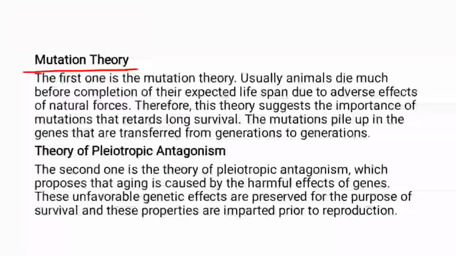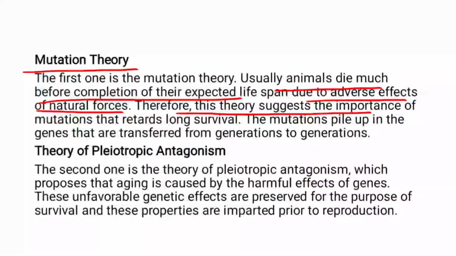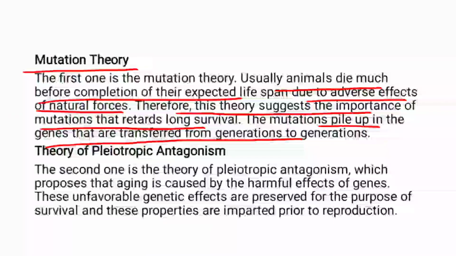The first one is mutation theory. Usually the animals die much before completion of their expected lifespan due to adverse effect of natural forces. Therefore, this theory suggests the importance of mutation that retards long survival. The mutations pile up in the genes that are transferred from generation to generation.